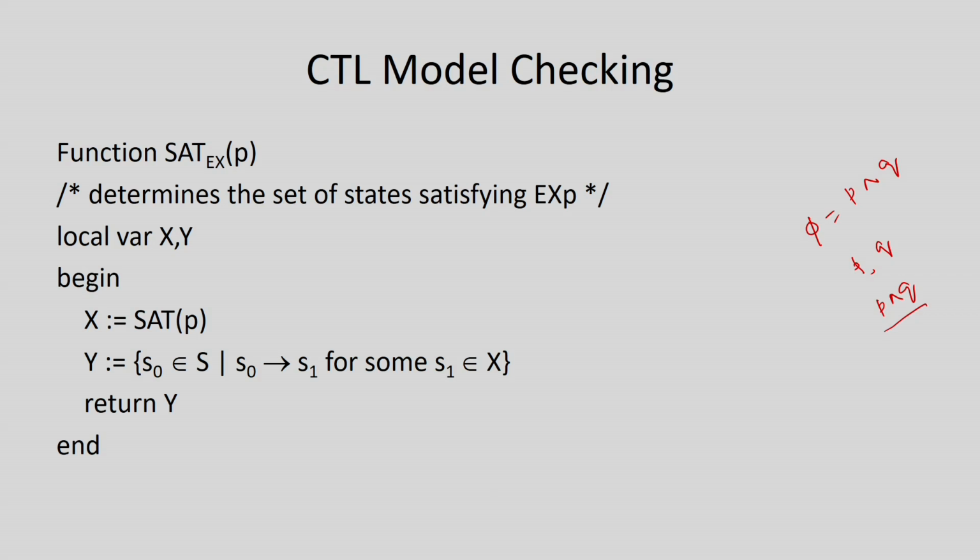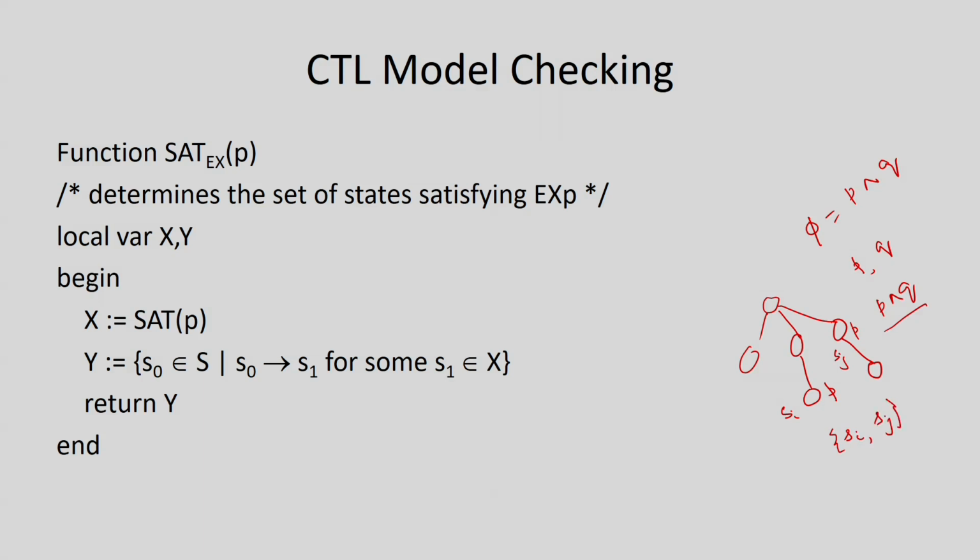Now, what are we going to say? We are going to take two sets, X and Y. These are local variables, X and Y. First, X is nothing but the set of states where P is true. So, we know that if in the given model, as I also mentioned in the last slide, Si and Sj are marked or labeled with P, then the satisfiability of P is going to give me the set of states Si, Sj.